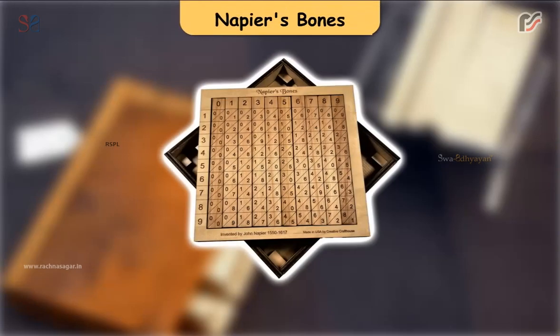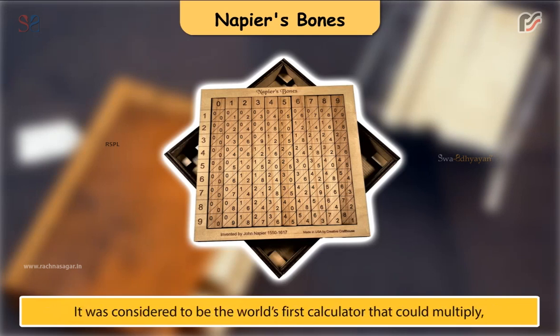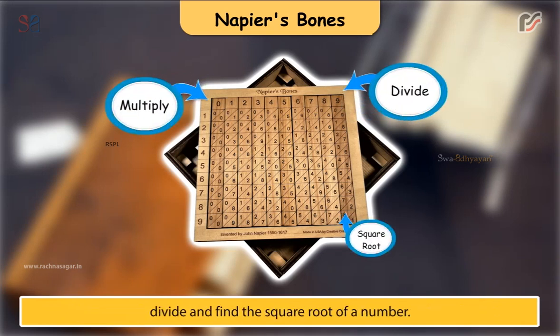Napier's bones. Napier's bones was invented in 1670 by a Scottish mathematician, John Napier. It was considered to be the world's first calculator that could multiply, divide, and find the square root of a number.